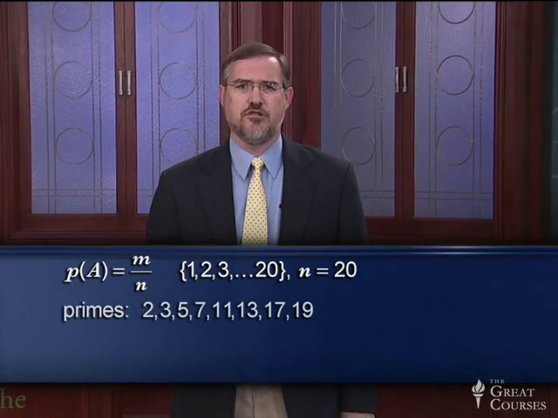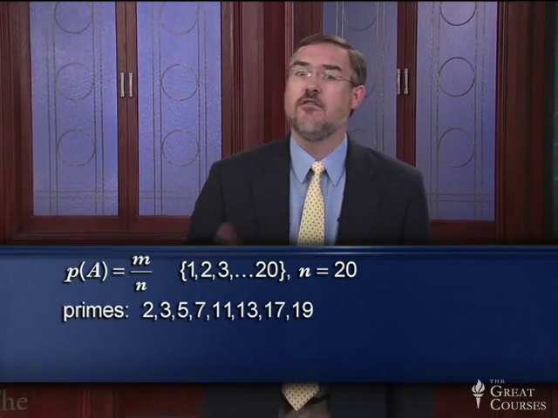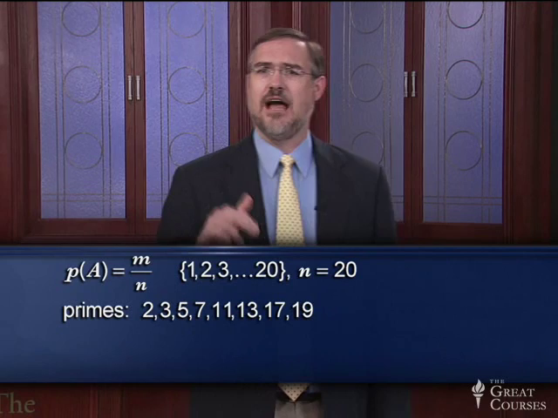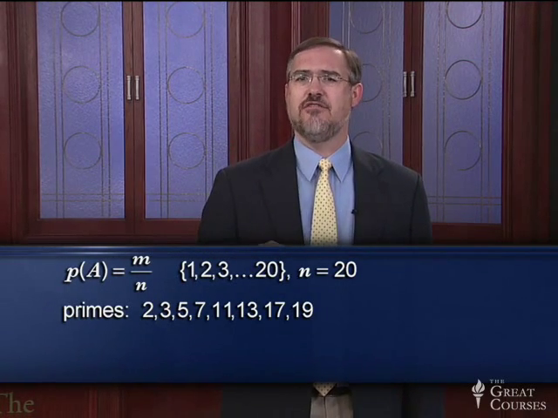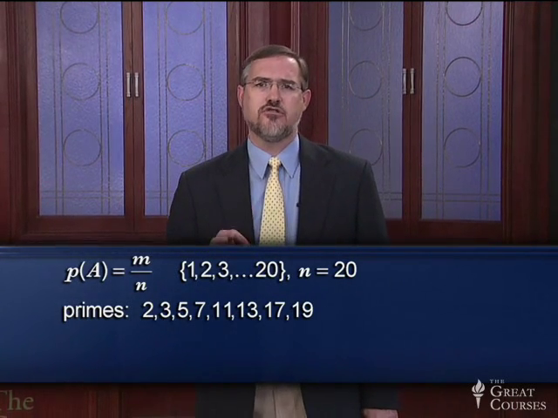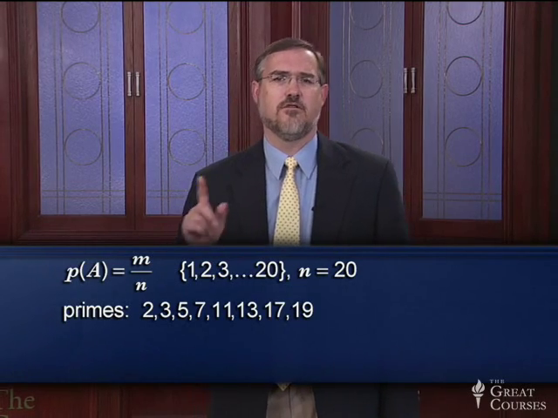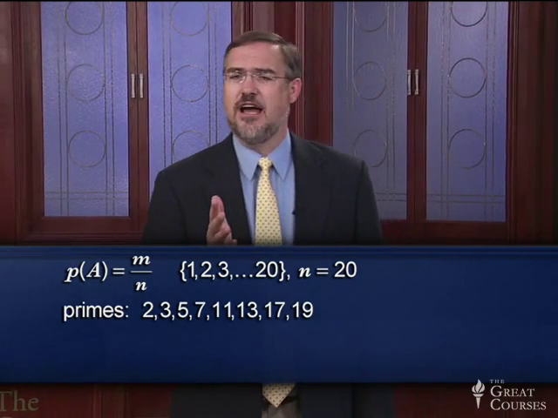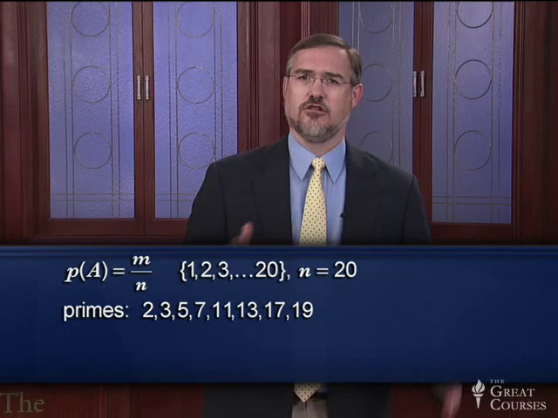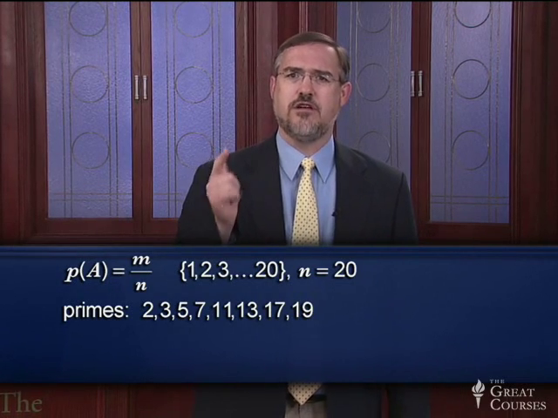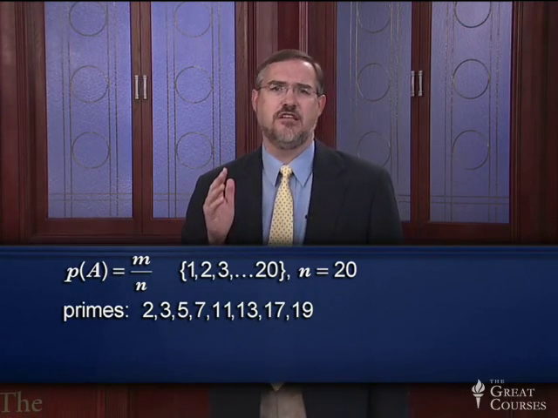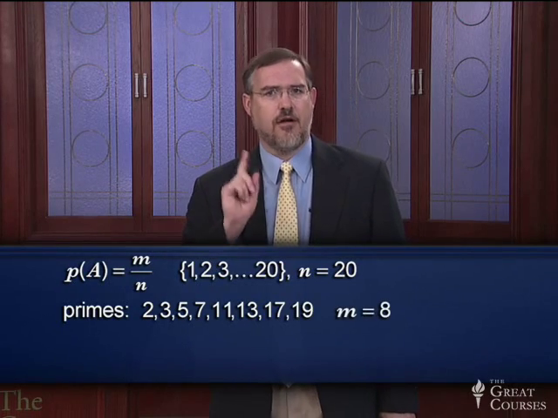So, for example, 2 is a prime, 3, 5, 7, 11, 13, 17, and 19. Those are the primes in the set from 1 to 20. And now you need to ask yourself, how many numbers are in that little set? We had 2, 3, 5, 7, 11, 13, 17, and 19. Well, there are 8 of those.